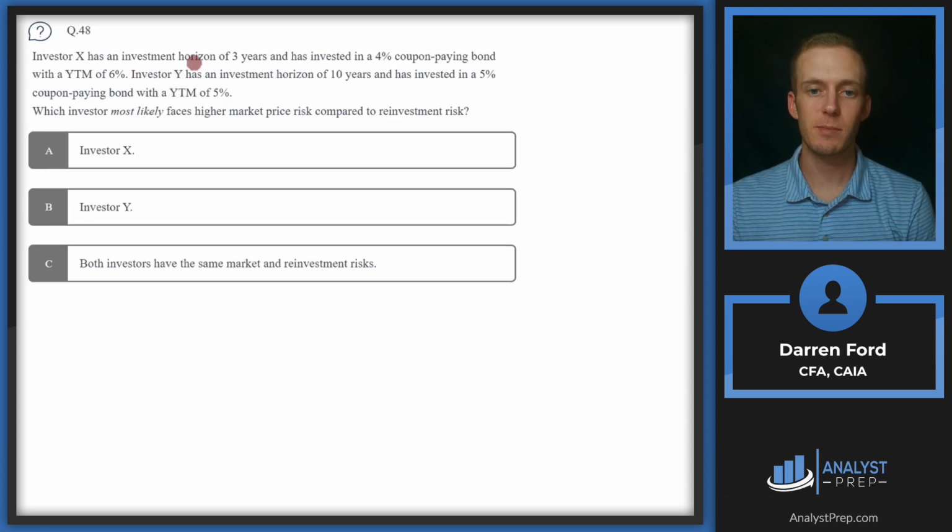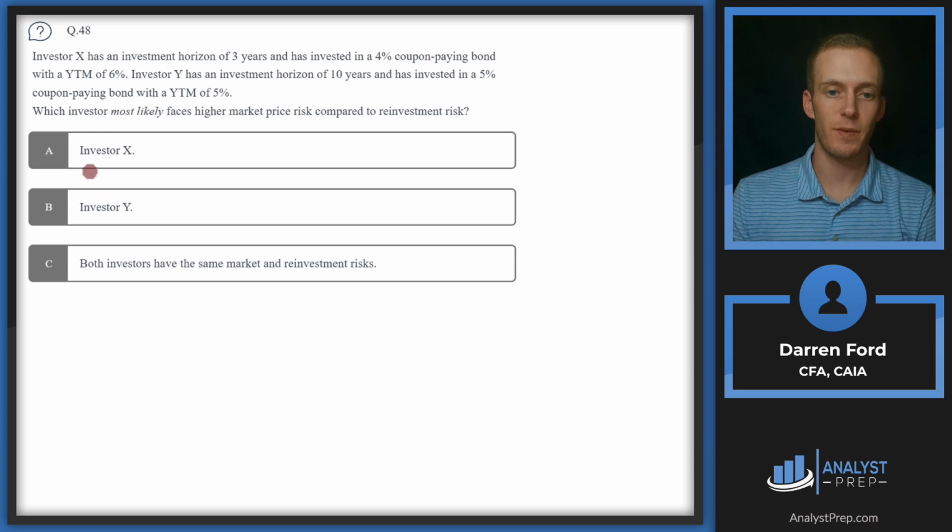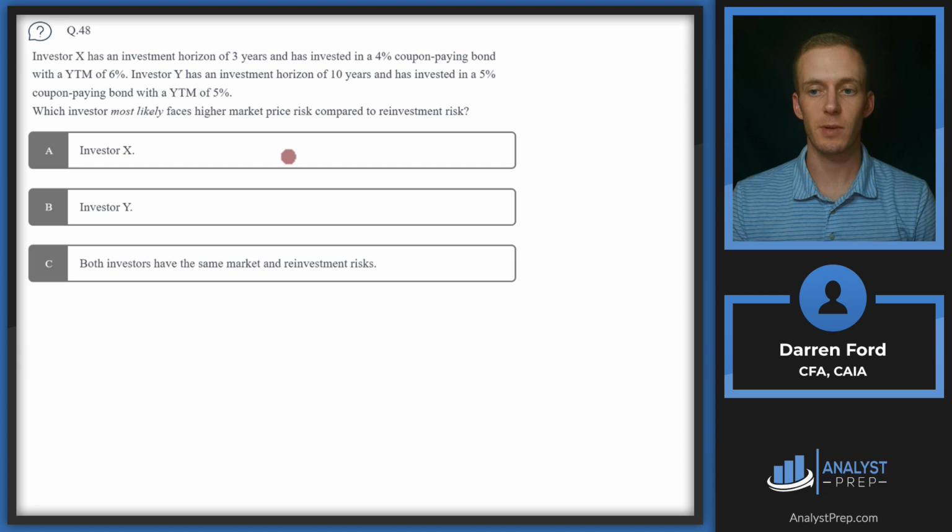Question 48. Investor X has an investment horizon of 3 years and has invested in a 4% coupon bond with a yield to maturity of 6%. Investor Y has an investment horizon of 10 years and has invested in a 5% coupon paying bond with a yield to maturity of 5%. Which investor most likely faces higher market price risk compared to reinvestment risk? Let's look at the answers: investor X, investor Y, or C, they have the same market and reinvestment risk.